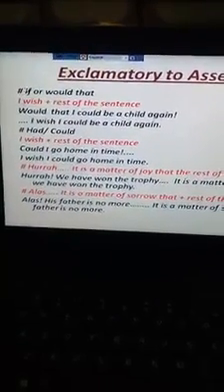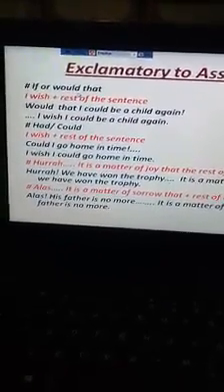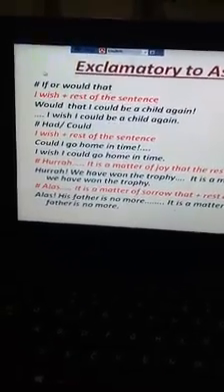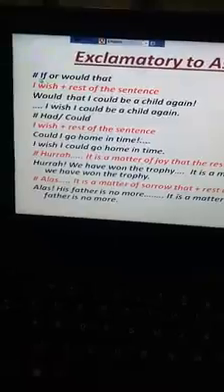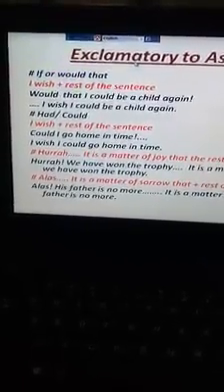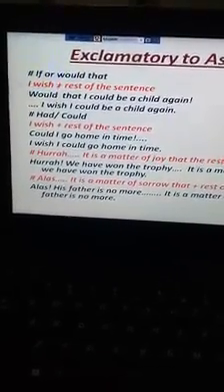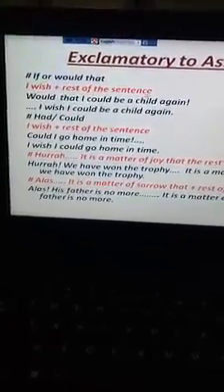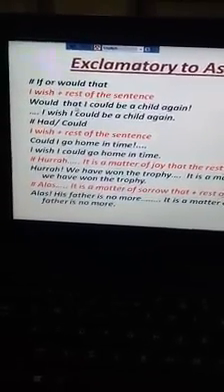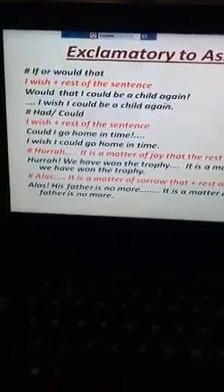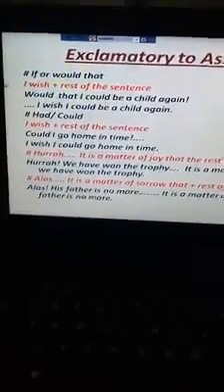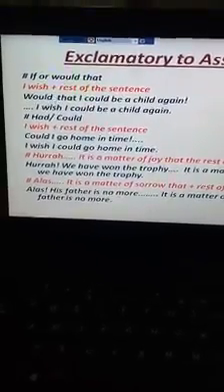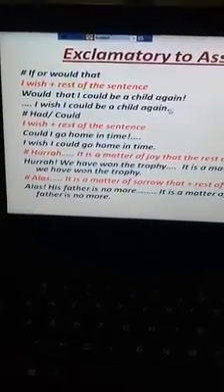Sometimes an exclamatory sentence starts with if or would that. If you find if or would that in the exclamatory sentence, then you should write down I wish instead of if or would that, and then you have to write the rest of the sentence. For example, would that I could be a child again. So I have written here I wish instead of would that. I wish I could be a child again.